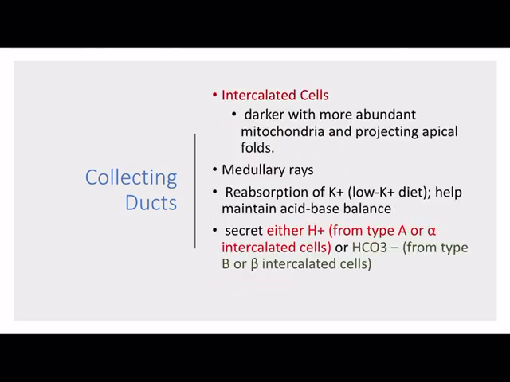Now, also in your collecting ducts, you have your intercalated cells. They are darker with more abundant mitochondria, responsible for the reabsorption of potassium, and they also help maintain acid-base balance. They will either secrete hydrogen ions or bicarbonate.